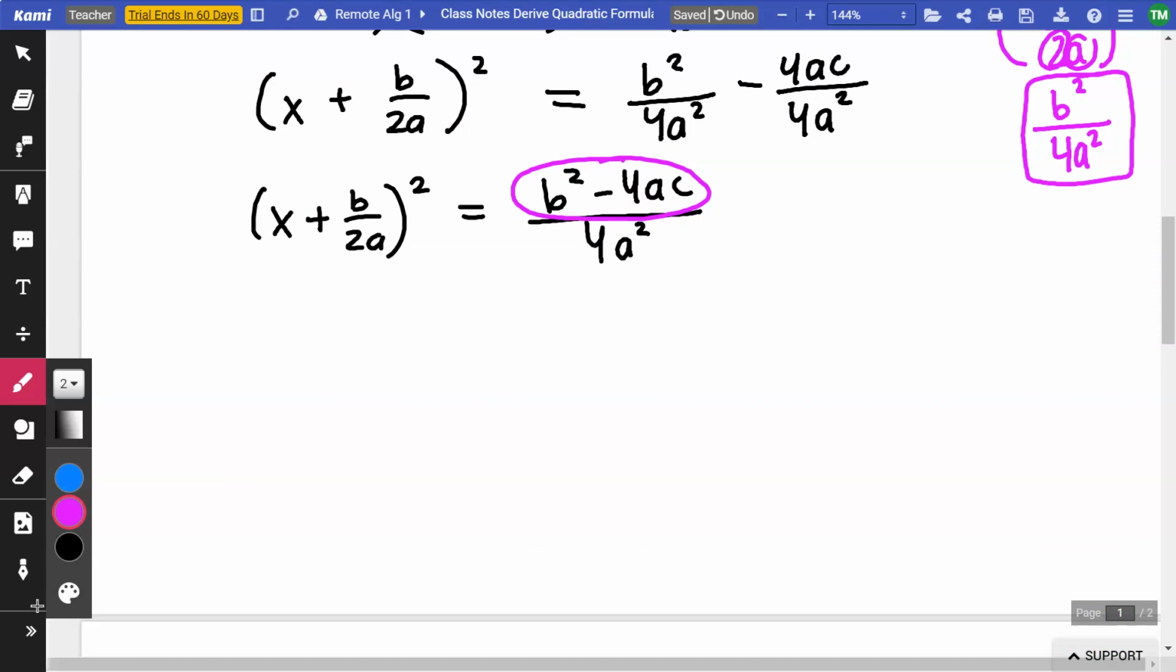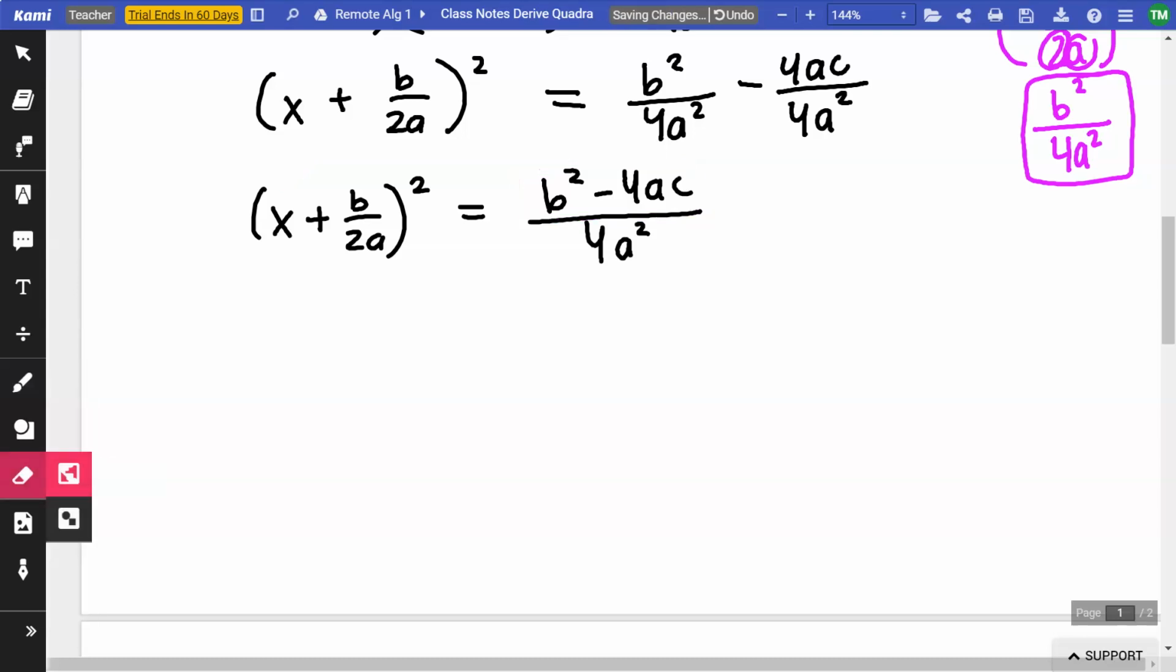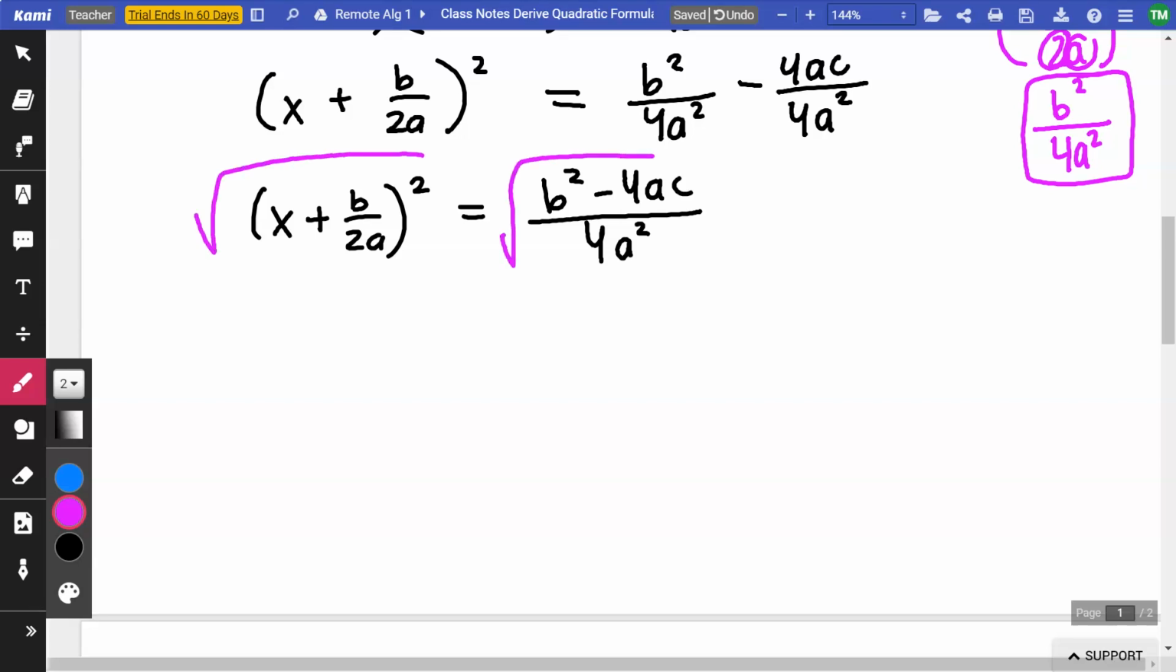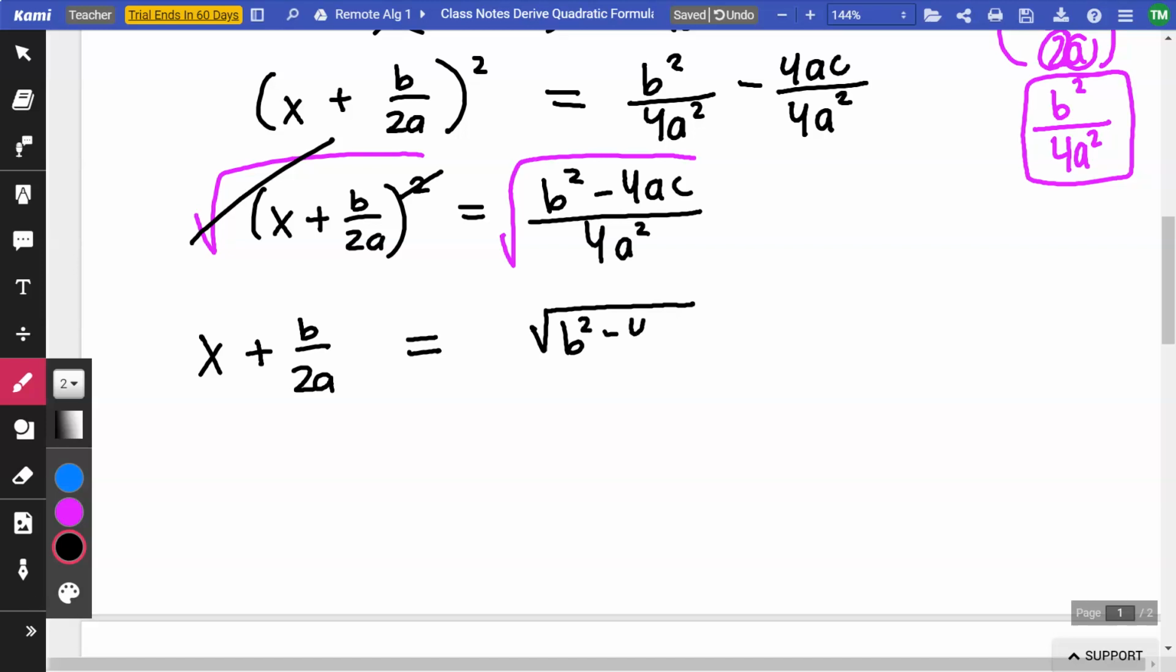So x plus b over 2a squared. We're still trying to solve for x, remember? How am I going to get x out from being squared? Well, to cancel a square, I have to square root both sides. So that square root cancels the square, and we're left with x plus b over 2a is equal to, now over here, we have the square root of a fraction. So to make our lives easier, we're going to square root the numerator, and we're going to square root the denominator.